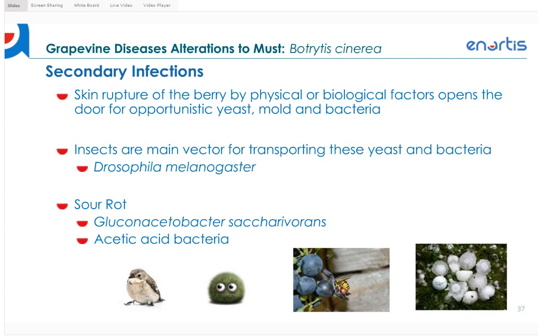So to get into some of the secondary infections associated with Botrytis sponge rot: as this disease ruptures berries and carbohydrate sources are revealed in the vineyard, many opportunistic organisms take advantage of this carbohydrate source. So you will see associated with Botrytis sponge rot a lot of sour rot, which includes a consortium of different bacteria, Gluconobacter, acetic acid bacteria, and there's also some non-Saccharomyces yeast and other sorts of molds which can take advantage of these skin ruptures. Insects are really the main vectors for transporting yeast and bacteria, and specifically Drosophila, or fruit flies. So that's an important factor to manage, especially in the winery, as these organisms can spread and proliferate other spoilage microorganisms.